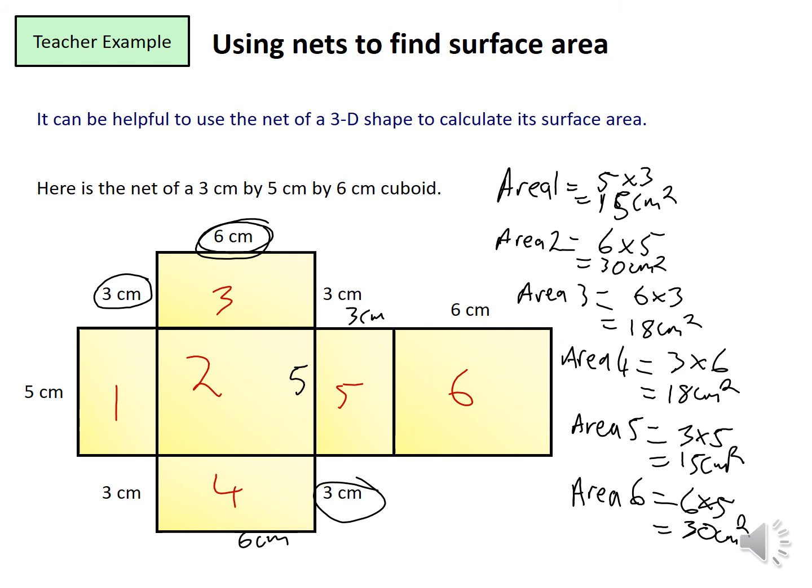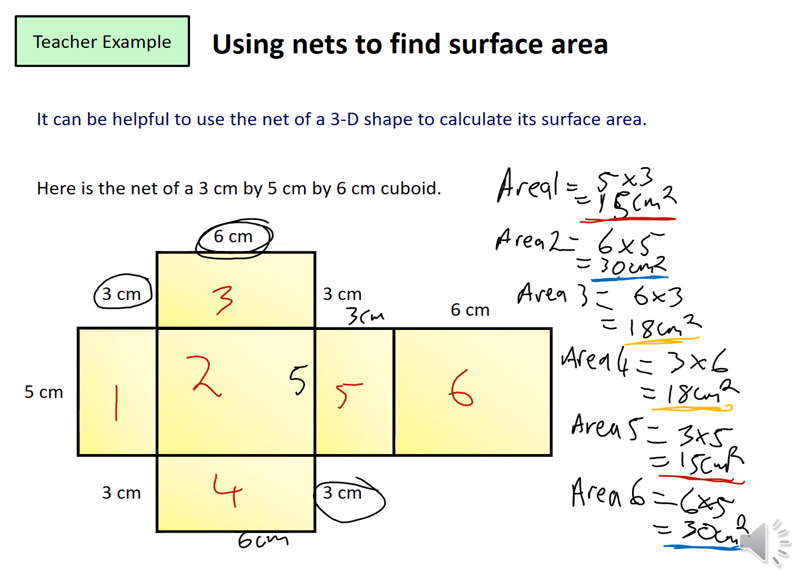So area 1 has 15 centimeters squared, which is the same as area 5, which is 15 centimeters squared. They're the sides. Then area 2, 30 centimeters squared, will be the same as area 6, which is 30 centimeters squared, because they're the top and the bottom. And then area 4 of 18 centimeters squared will be the same as area 3, 18 centimeters squared. And that is because they are the front and the back. So now you should be able to see that the sides have the same area, the top and the base have the same area, and the front and the back have the same area.